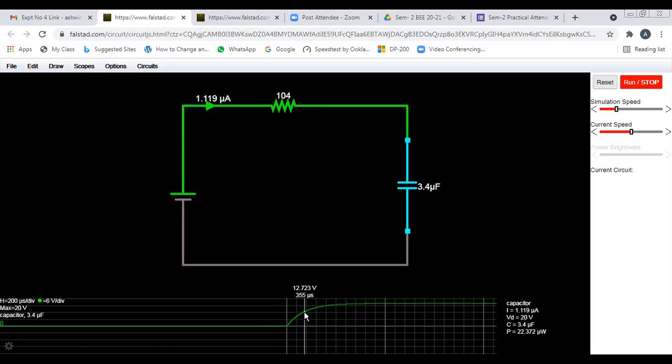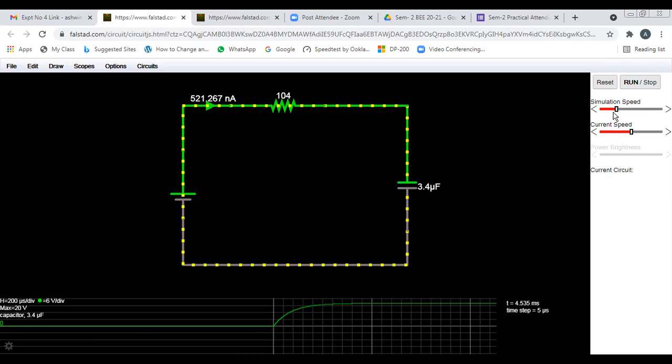So from simulation we are getting this. I will ask you to find from Google the theoretical value of tau and the theoretical value of voltage across capacitor at time t equals tau. That one you can find in your handwritten notes. And these two values I'll ask you from the simulation software: how much time constant you are getting and what is the value of VC. So you can write this: time constant 355 microsecond, at this VC you are getting 12.72 volt.